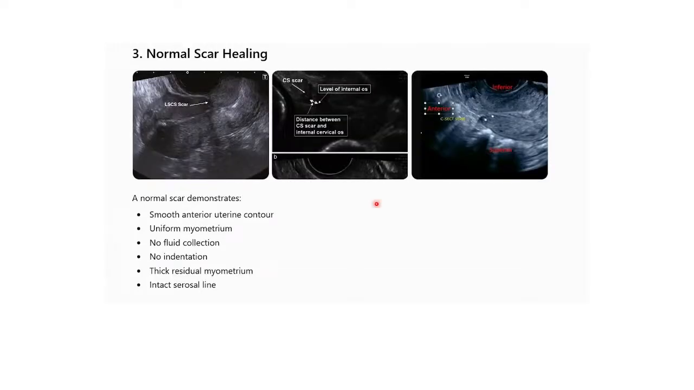So normal scar healing. You can see here, there's a normal scar healing there, as you can see. A normal scar demonstrates smooth anterior uterine contour, uniform myometrium, no fluid collection, no indentation, thick residual myometrium, intact serosal line.